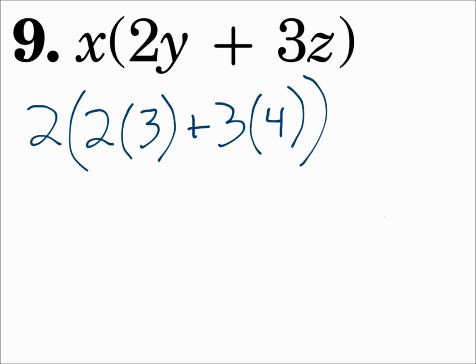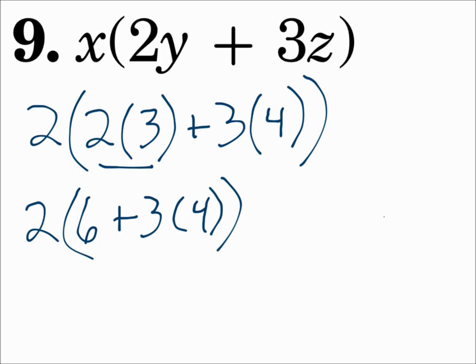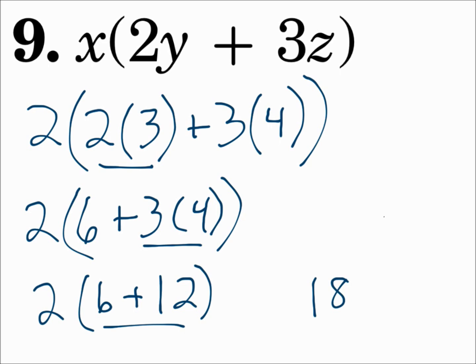You have parentheses. Inside the parentheses you have multiplication and addition. Multiply left to right. Do 2 times 3 first, which is a 6. Then do the 3 times 4, which is 12. Finish up within your parentheses. 6 plus 12 is 18. And finally, 2 times 18 is 36.